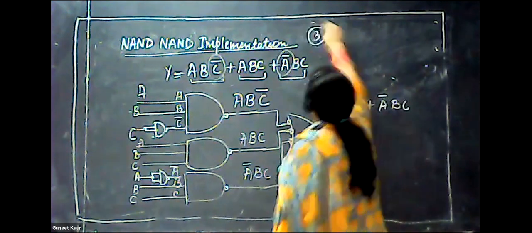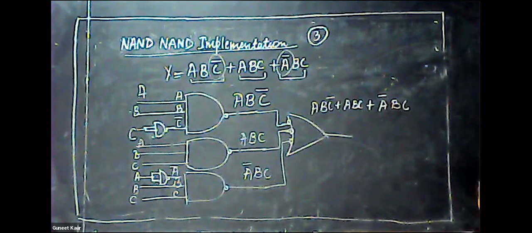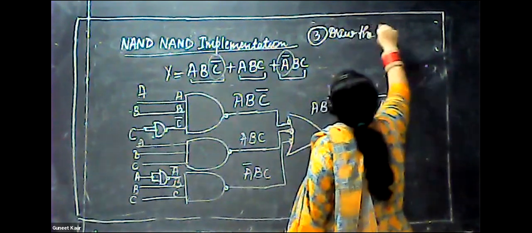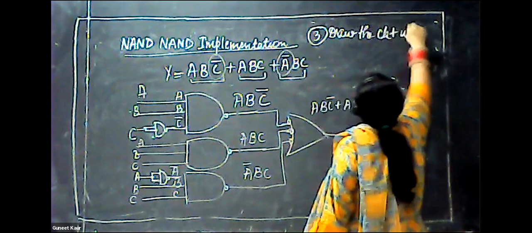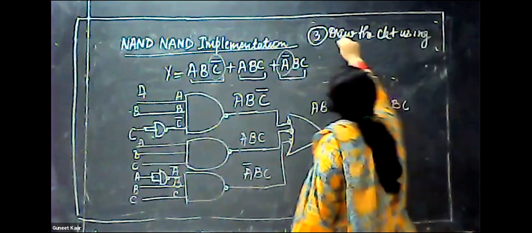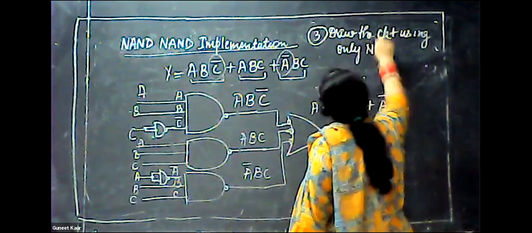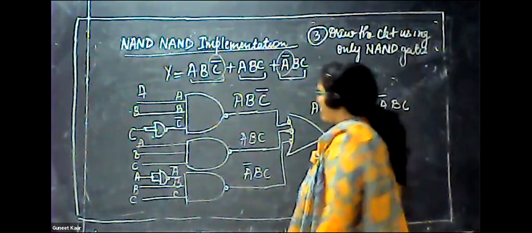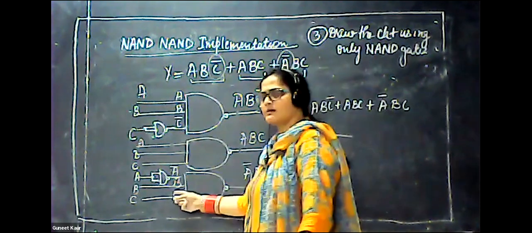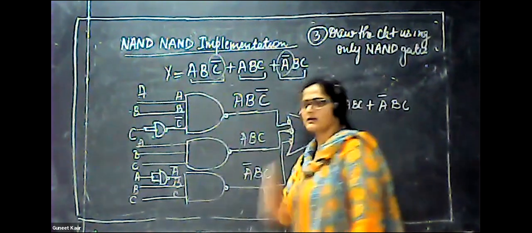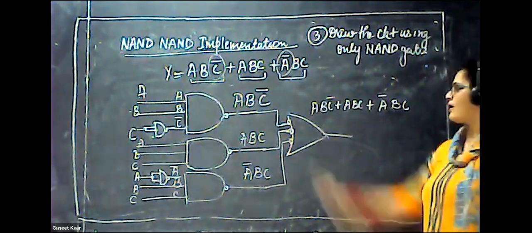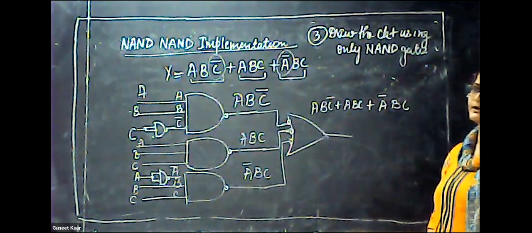The third step is this: draw the circuit using only NAND gates. You have seen in this diagram, this is a NAND gate. We have already converted this one into a NAND gate, but only this one should be converted into a NAND gate now. The others are already converted into NAND gates.